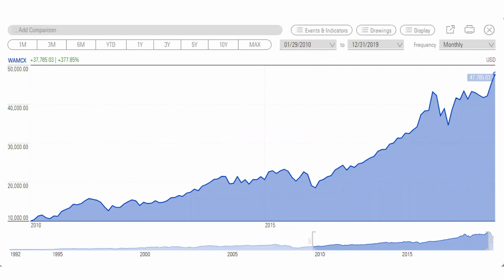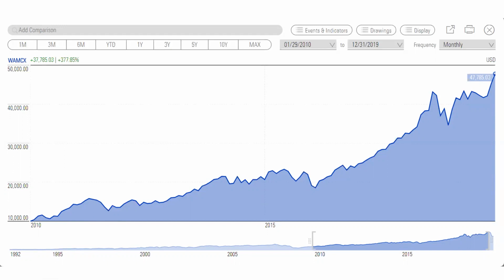Let's jump right into it. Here is WAMCX. This is a mutual fund managed by Wasatch Advisors. This is a 10-year history from January 1st of 2010 through December 31st of 2019. So we have a 10-year period here. And what it shows you is that if you started with $10,000 over that 10-year period, it would increase to $47,785.03.